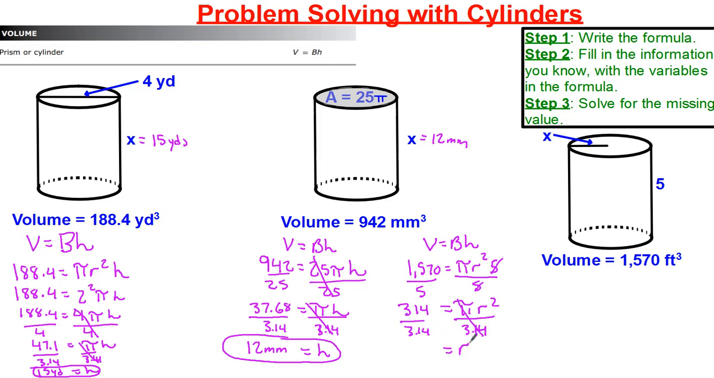So r squared in this case is going to be equal to 314 divided by 3.14, which is 100. What number times itself gives us 100? That's going to be r. So r is 10. 10 times 10 gives me 100. So my final answer is 10 feet.